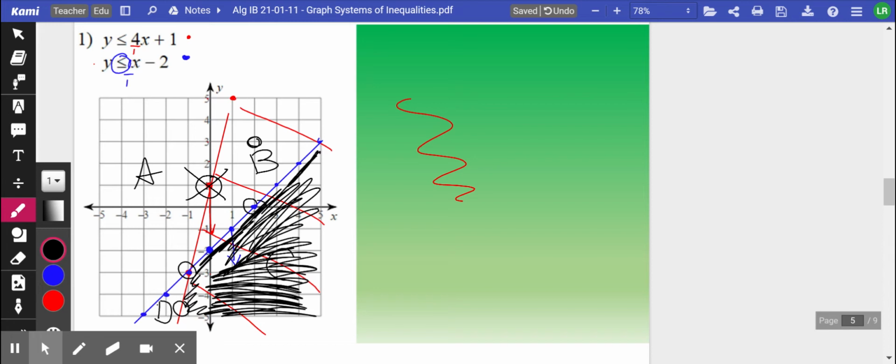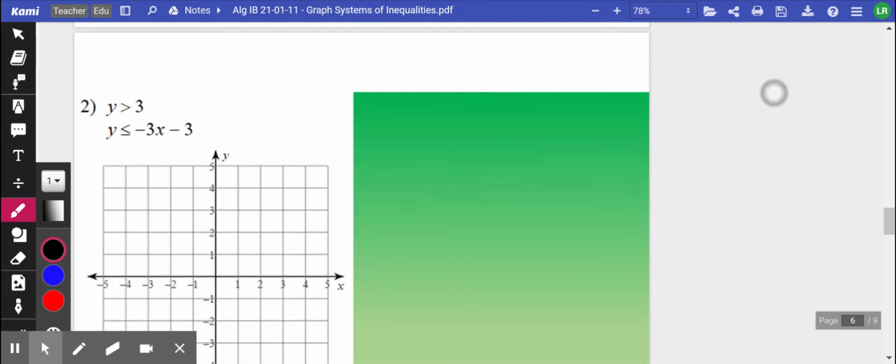Now, there's examples where it might just break it up into 3 sections. But still, same thing applies. You can only shade one of them. That's it. Okay? All right. Let's look at our second example together.